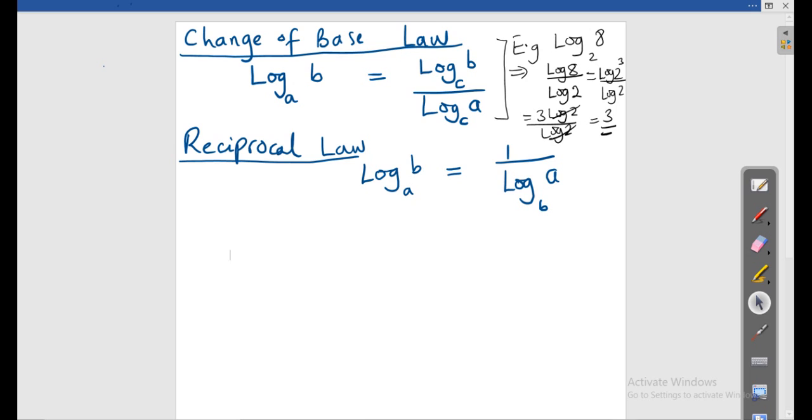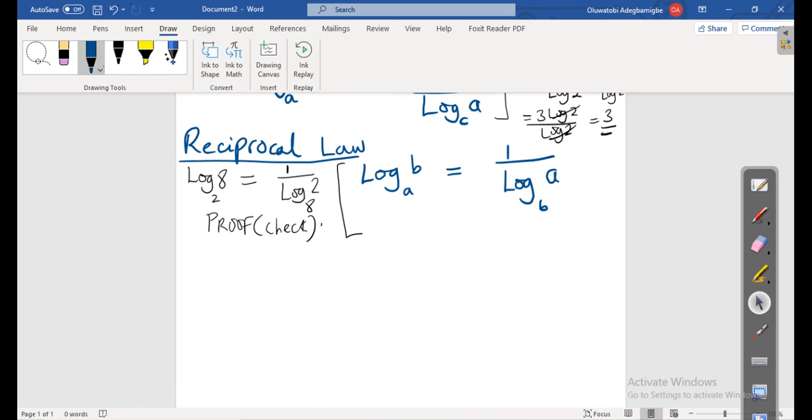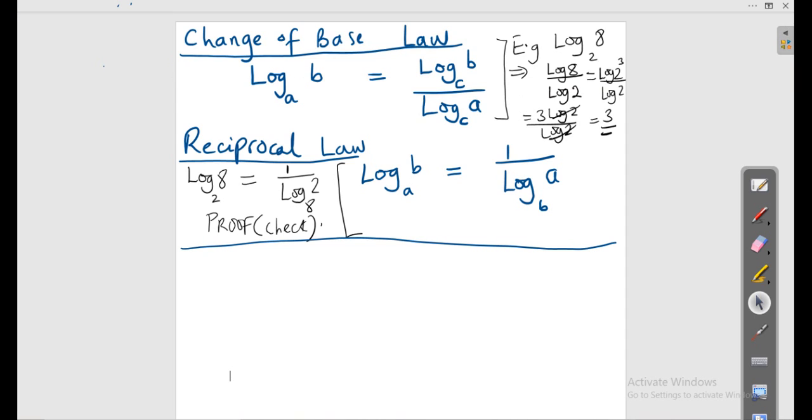So you can see it is easier here, but when you have numbers that you can't easily manipulate like this, this is where that law comes in very handy. And for this reciprocal, what it is telling us is, if I have log 8 base 2, it is the same as 1 over log 2 base 8. And that is just the truth. So one of the things I would like you to do is to prove by checking if this is right or wrong.